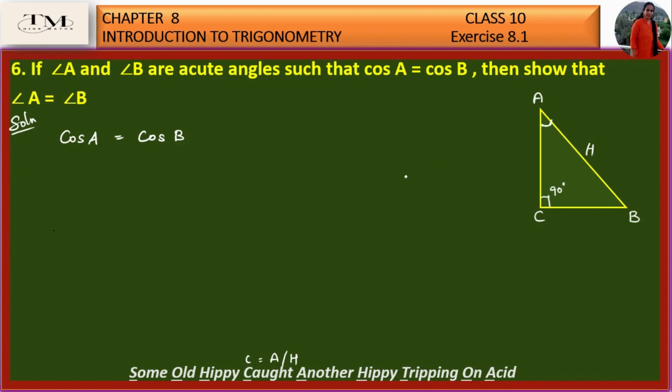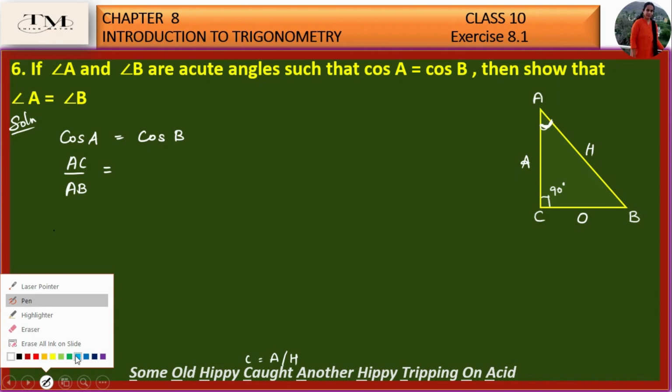Let us take first angle A. So this is the opposite side and this is the adjacent side corresponding to angle A. So cos A is nothing but adjacent side by hypotenuse. So who is the adjacent side? AC. Hypotenuse side is AB. So cos A is AC by AB.